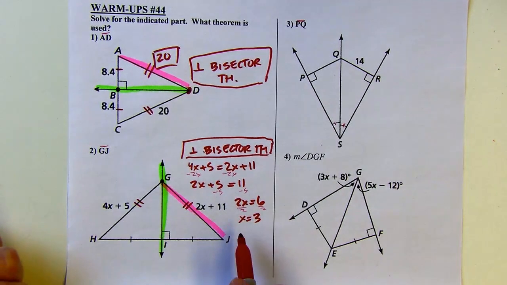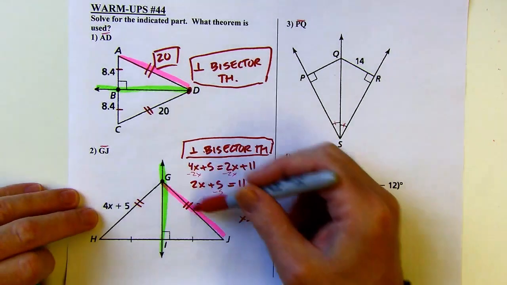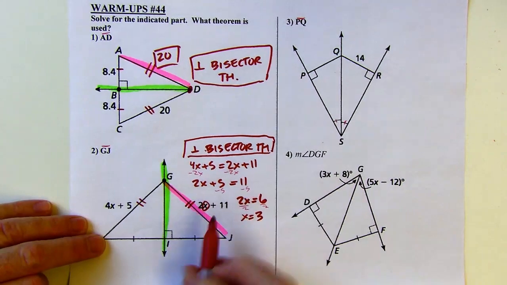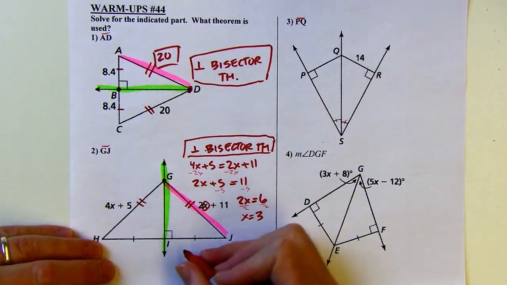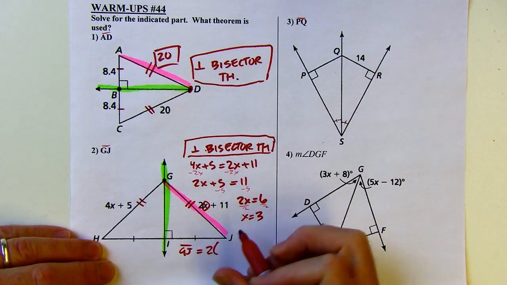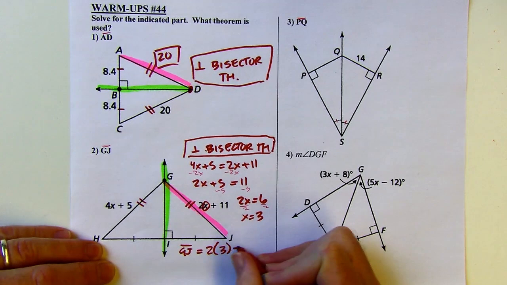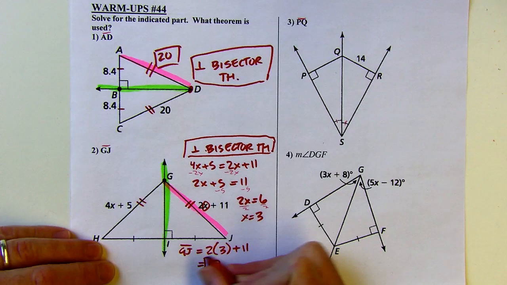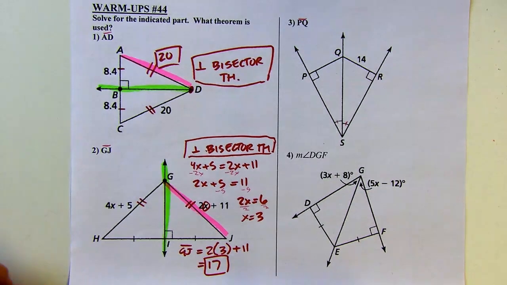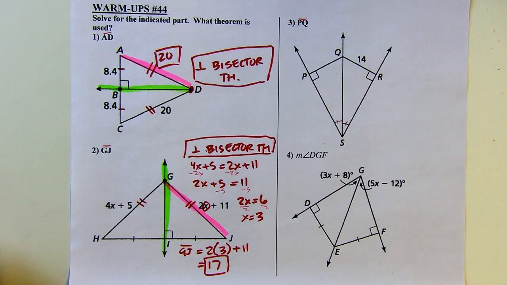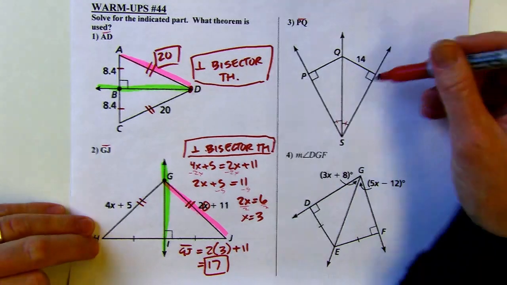It's tempting to put that as my answer, but it's asking me for the length of this pink segment here. So I need to plug 3 back in there. Segment GJ is going to have a length of 2 times 3 plus 11. So that's going to be 6 plus 11, which is 17. So final answer there is 17, not 3. 3 is what x is. 17 is what that segment is. Okay? All right, next up.